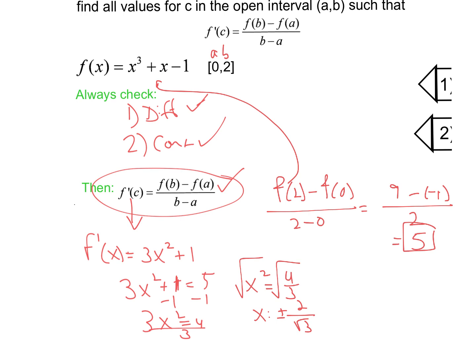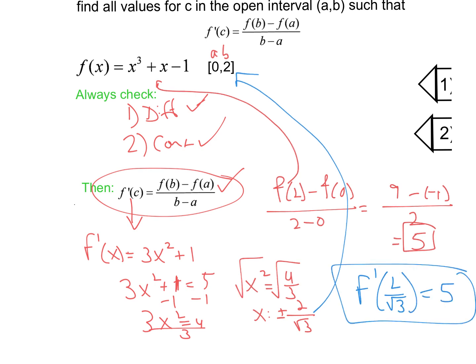Check your interval. Make sure it fits. So the only one that we get is positive 2 over radical 3. So how we write our final answer is going to say the derivative at 2 over radical 3 equals 5, because that is the slope that matches the slope between our endpoints. All right, next one.